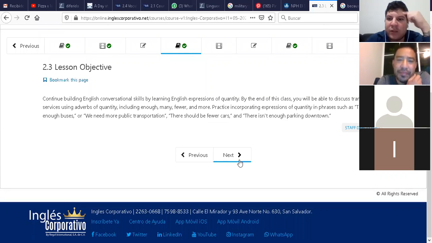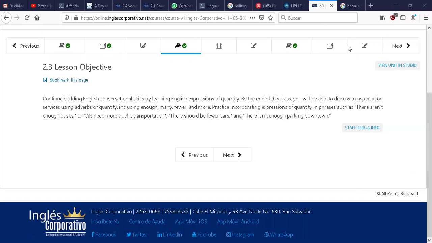By the end of this class, you will be able to discuss transportation services using adverbs of quantity, including enough, many, fewer, and more.